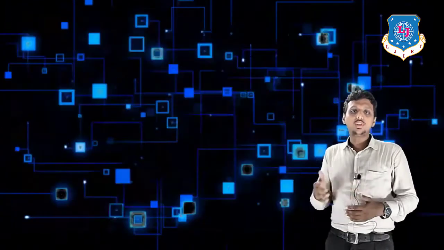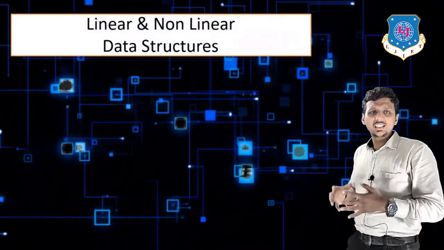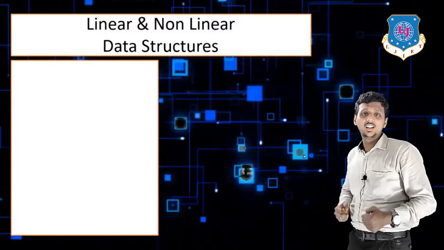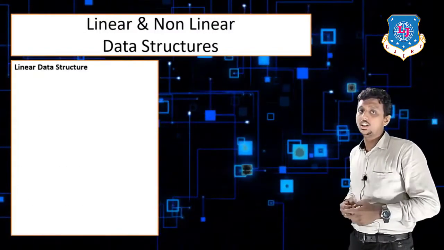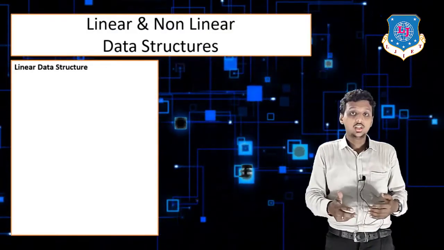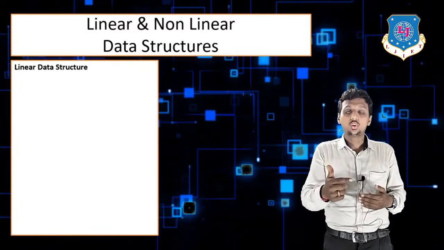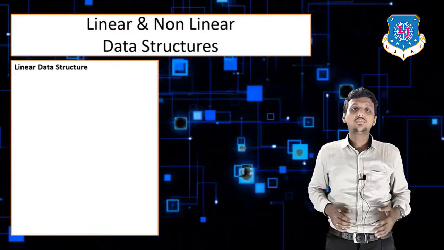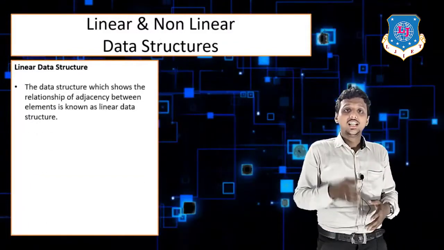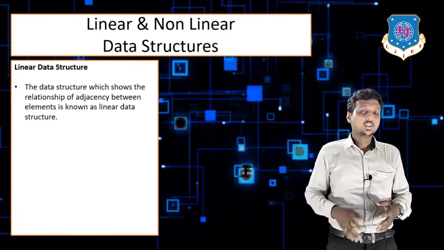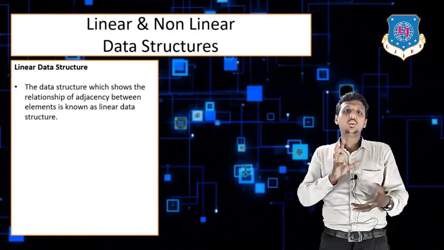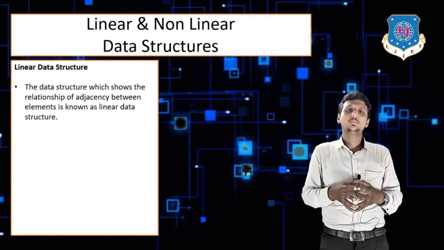Okay, so let's move further. Right now we are just understanding the difference between linear and non-linear data structure, what we mean by linear and non-linear. Just imagine a situation in class. If I arrange students in a proper fashion, like 1 after 2, then 3, then 4, in a sequential manner, such a thing can be called a linear arrangement of data. So students, linear data structure means the data structure which shows the relationship of adjacency. Okay, so this is a new word for us. What do you mean by the relationship of adjacency?